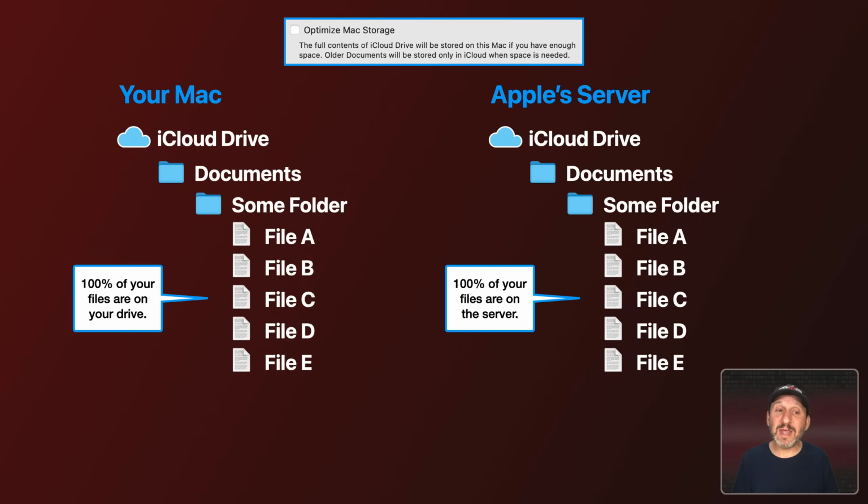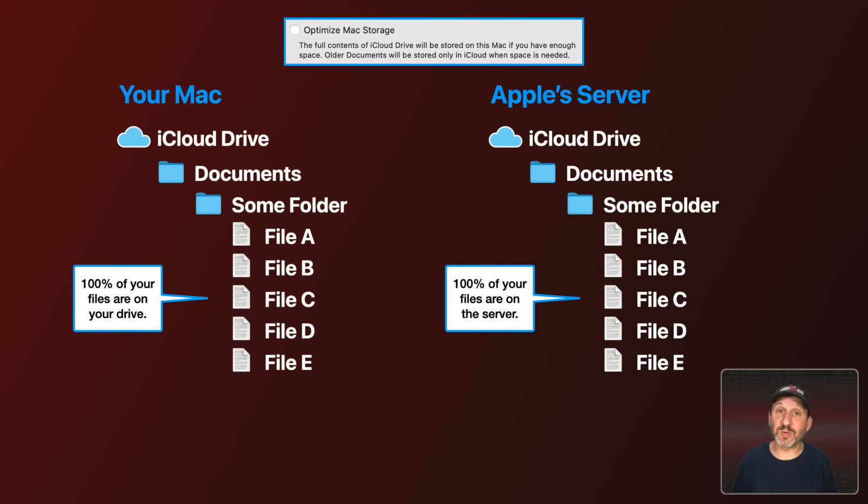Let's dive down into iCloud Drive, into the Documents folder. Let's say you have Desktop and Documents turned on and you've created a folder called Some Folder. In there you have 5 files. These are on your Mac. You look on your Mac in your Documents folder, Some Folder, there's files A through E. Since these are on iCloud Drive, these are also going to be on Apple's server. 100% of the files on your Mac in your Documents folder in iCloud Drive are going to be on your Mac, and 100% of them are also going to be on Apple's server.